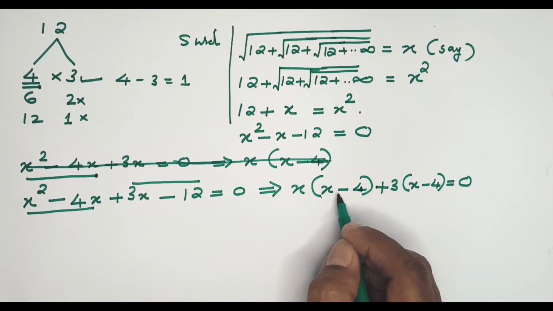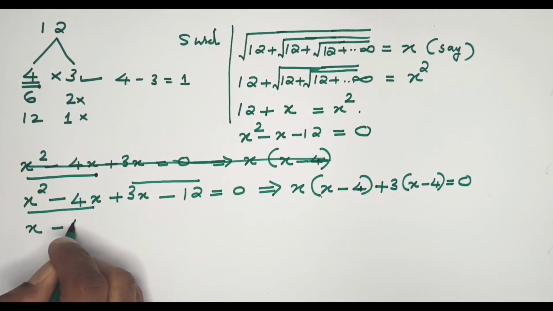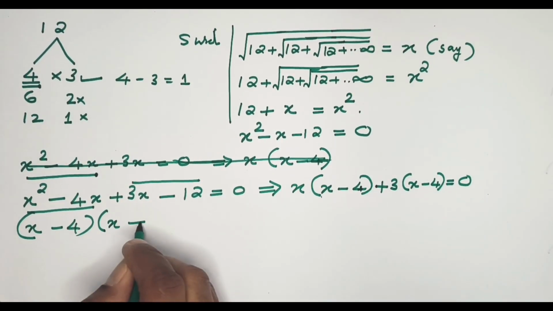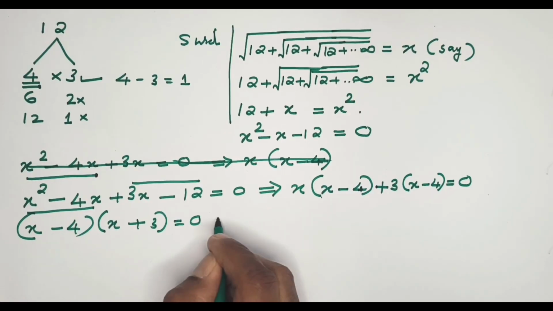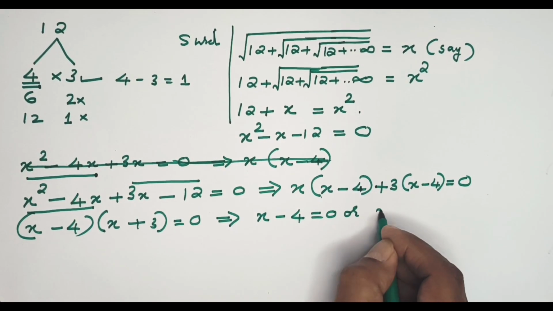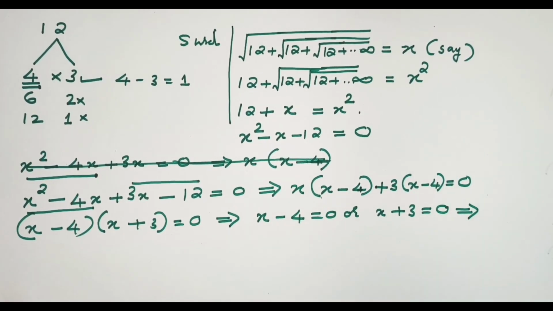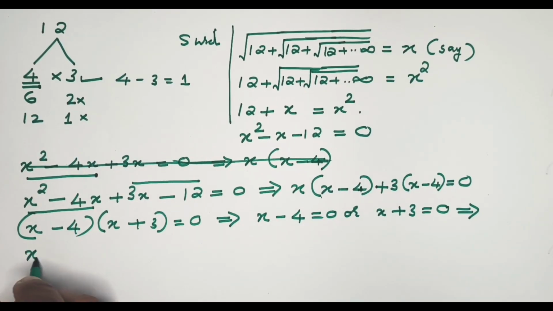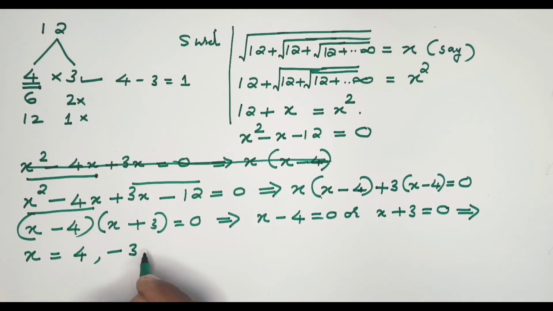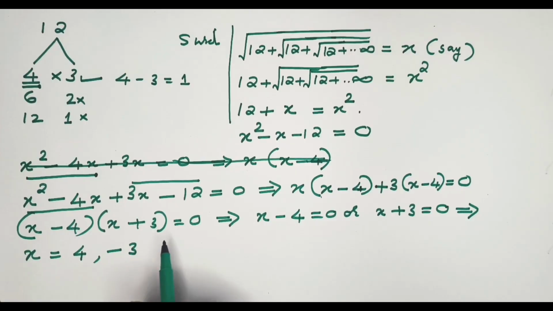Now there are two terms and x minus 4 is common in each of them. Let me factor it out. So x minus 4, inside you get x plus 3, equals 0. This implies x minus 4 equals 0 or x plus 3 equals 0. That means taking 4 to the other side, you get x equal to 4. Taking 3 to the other side, you get minus 3. You got two solutions.